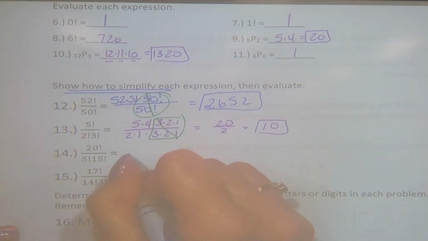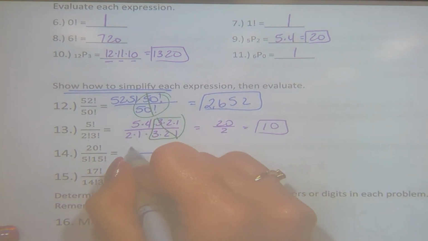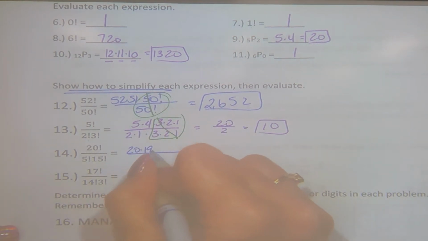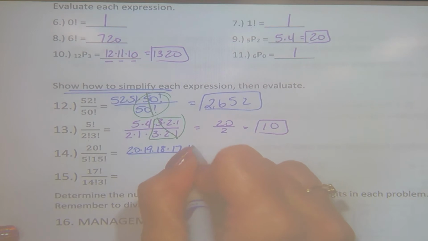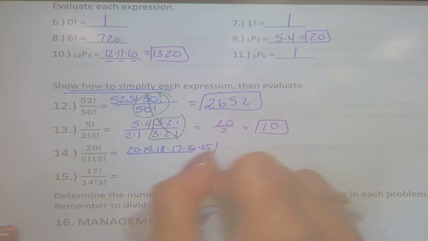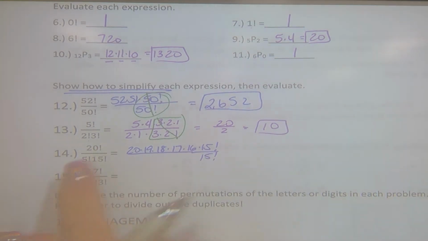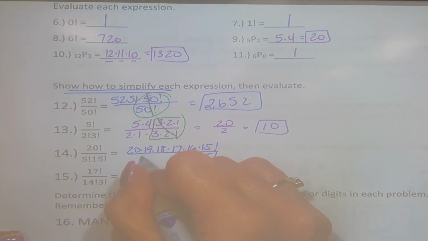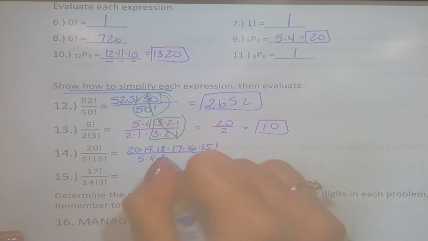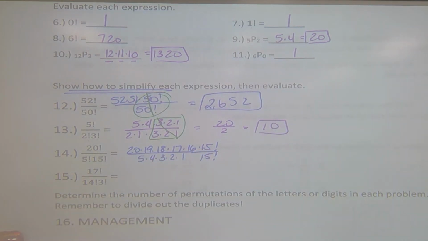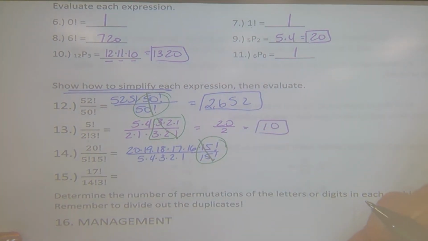I know that that is going to cancel out. So if I do 20, 19, 18, 17, 16, I can stop at 15 factorial because that is going to cancel out. I also have this 5 factorial in my denominator, so I need to consider that. 5 times 4 times 3 times 2 times 1. 15 factorial over 15 factorial cancels.